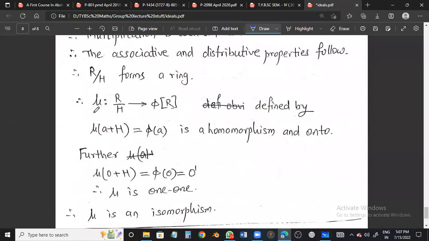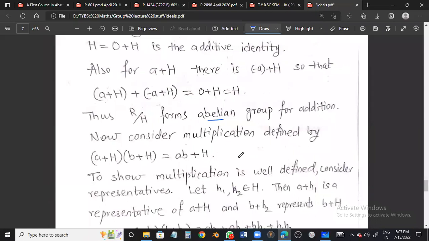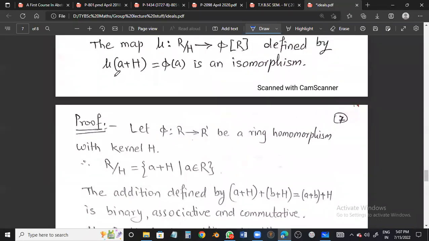And what are you getting? Mu from R upon H to phi of R. How are we defining it? Mu of A plus H is equal to phi of A. This is a part of the theorem itself. You can see mu from R by H to phi of R, defined as mu of A plus H is the same as phi of A. And our duty is to show that this particular mu is an isomorphism.